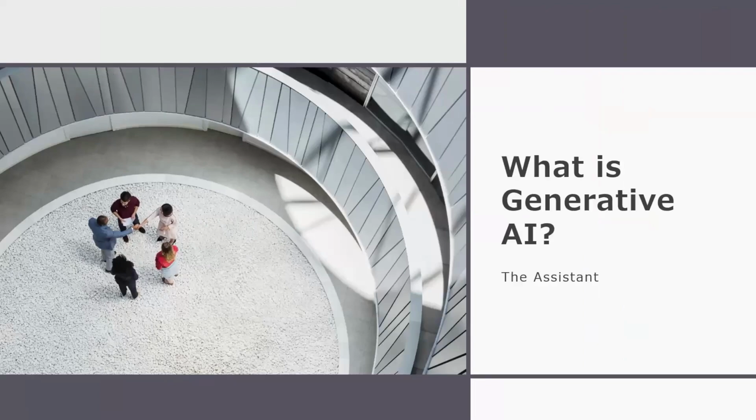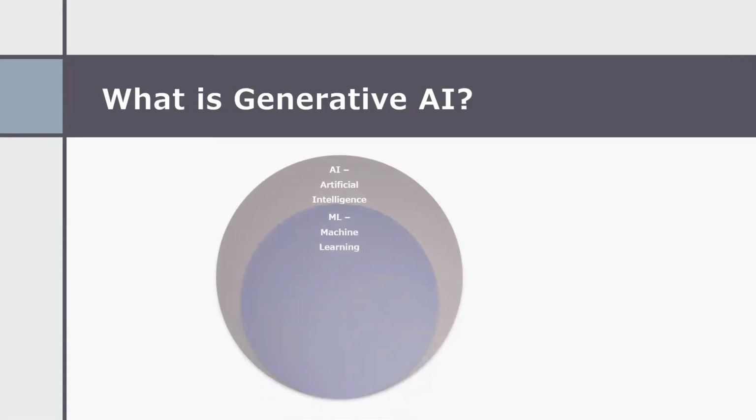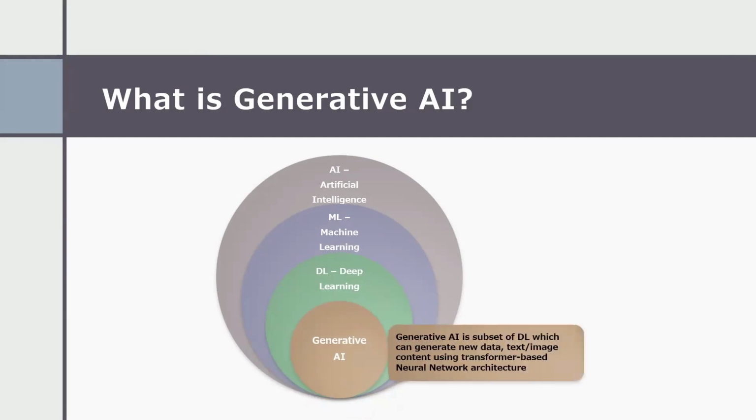What is generative AI? Generative AI is a subfield of AI, or we can say a subset of deep learning. So in a nutshell, generative AI is a subset of DL which can generate new data, text, image, content using transformer-based neural network architecture.